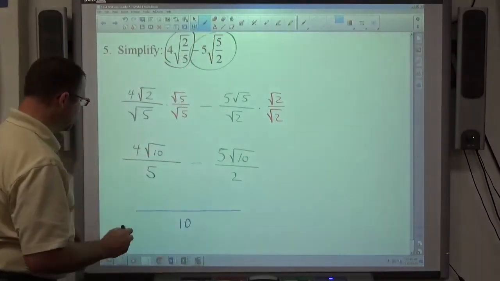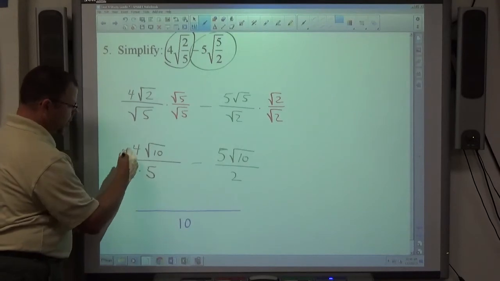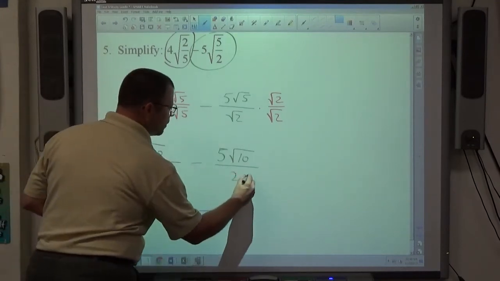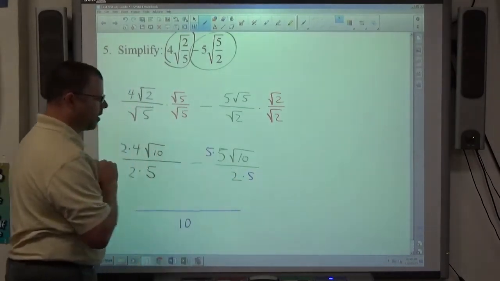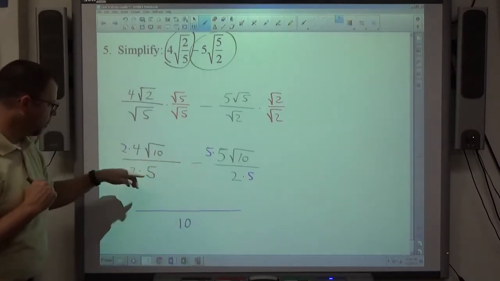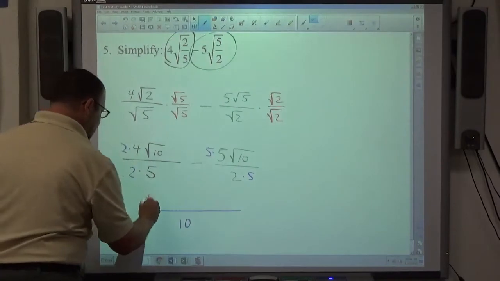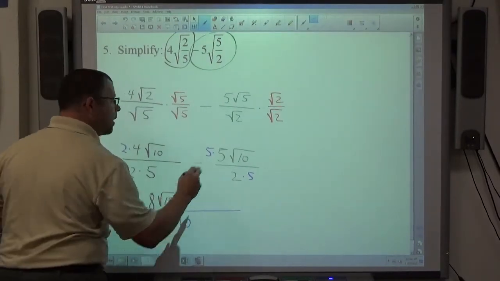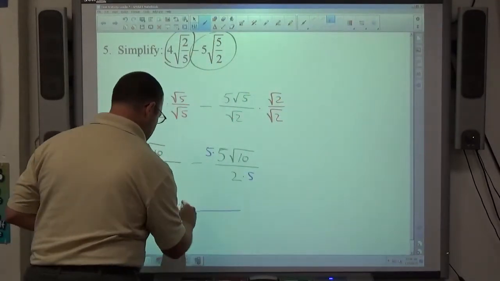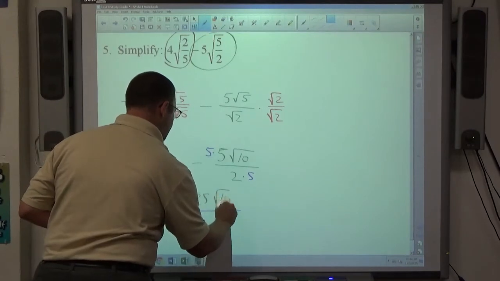Make that common denominator of 10. This needs a times 2, so this needs a times 2. This needs a times 5, so this needs a times 5. In each case, we're making the 10 we want, but we have to modify the numerators appropriately. So the black one becomes 8 times the square root of 10. And the green one becomes minus 25 times the square root of 10.